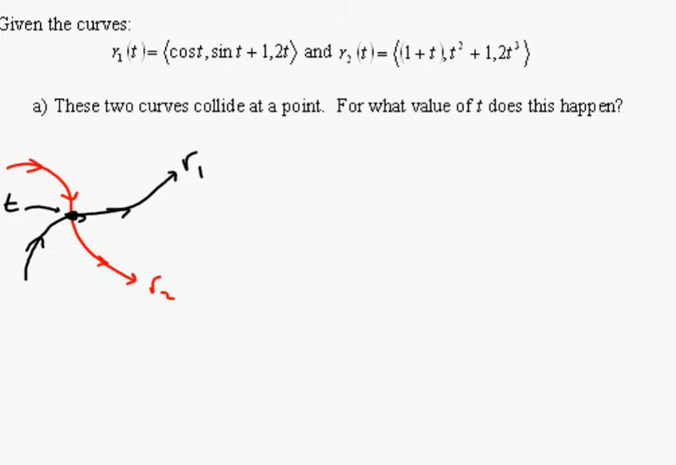So what that means is that all the coordinates would have to be equal for the same value of t. So I would need cosine of t to equal 1 plus t. I would need sine of t plus 1 to equal t squared plus 1. And I would need 2t to equal 2t cubed. All right?